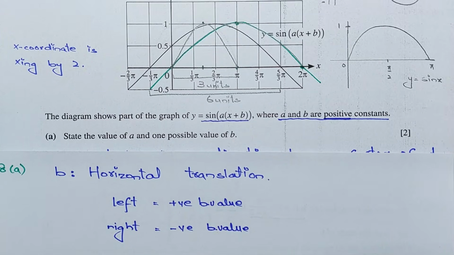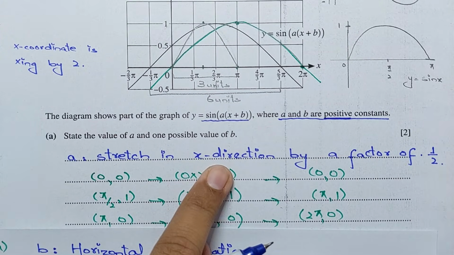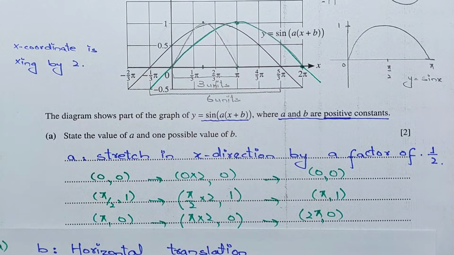Okay. Same is the case for the stretch in x direction. Since the stretch in x direction is by a factor of 2, every x coordinate is multiplied by 2, but we have to take a reciprocal. The a value is 1 by 2, right?